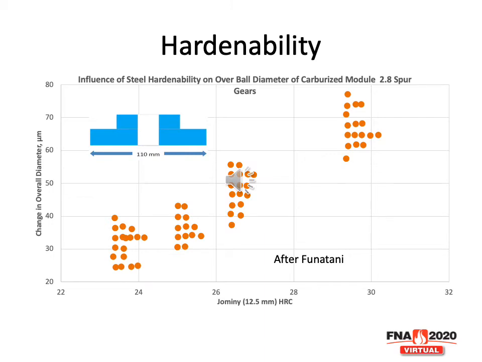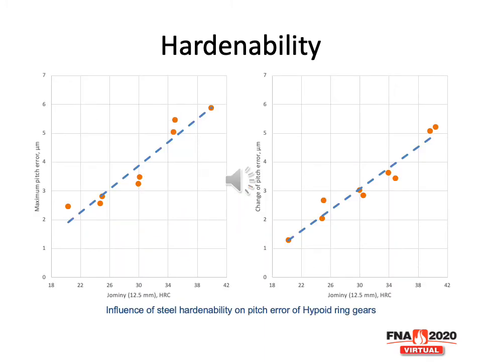And in this way, he looked at the hardenability as measured by the Jominy end quench test within a given grade of steel. In another study conducted by Dr. Funatani, he looked at the influence of steel hardenability on the pitch error of some hypoid ring gears.